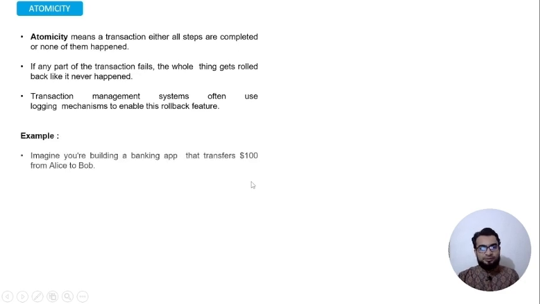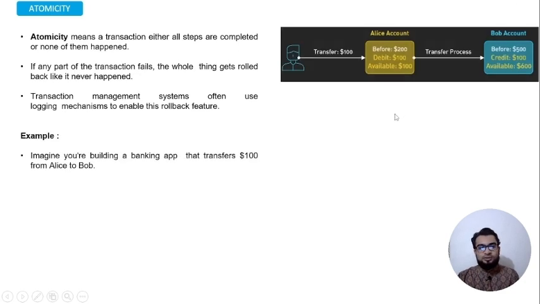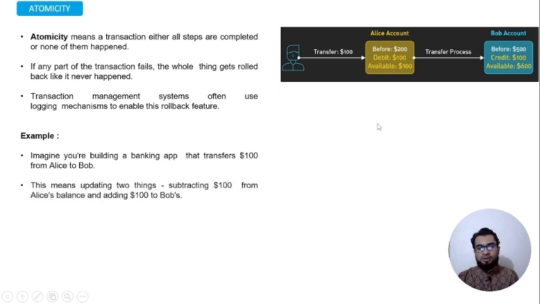Let's give an example. Imagine we are building a banking app that transfers $100 from Alice's to Bob's account. This means there are 2 updates. In one update, $100 will be withdrawn from Alice's account, and in the other, $100 will be credited to Bob's account. Atomicity ensures that both updates either happen together or not at all.